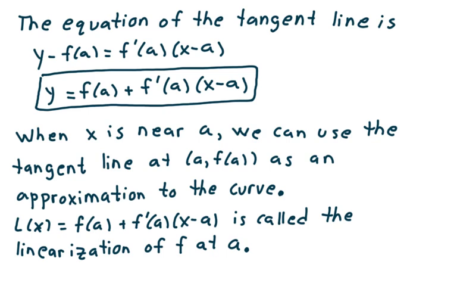So the equation of the tangent line is then y minus f of a is equal to f prime of a times x minus a. And if we solve for y, we get y equals f of a plus f prime of a times x minus a. Now, when x is near a, we can use the tangent line at a, f of a as an approximation to the curve.